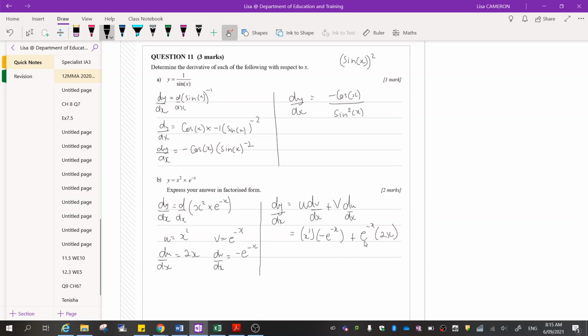Now I can see already that I've got terms with e's in there and I've got terms with x's. So first thing I'm going to do is expand it out before I look for my like terms. Now I can see that they both share this on the end, and I can see they've both got a term with x in there. So I can take an x out the front and I can take e to the minus x out the front. Now if I divide this term by that, I'm going to get minus x. And if I divide this term by that, I'm going to get 2. So that is it in factorized form.